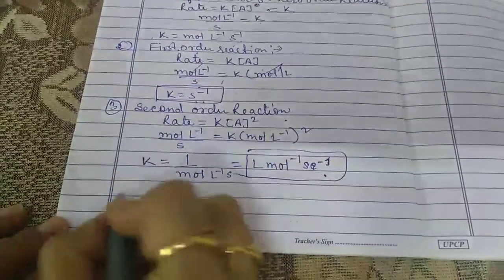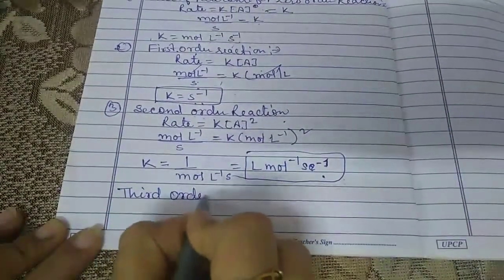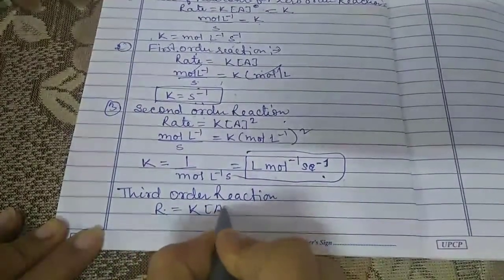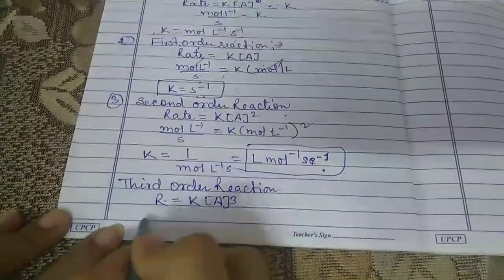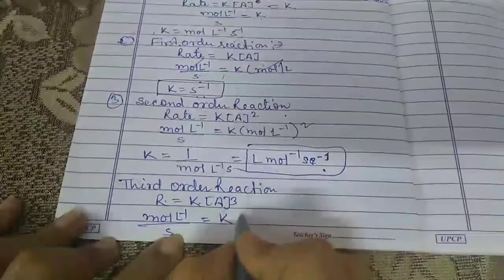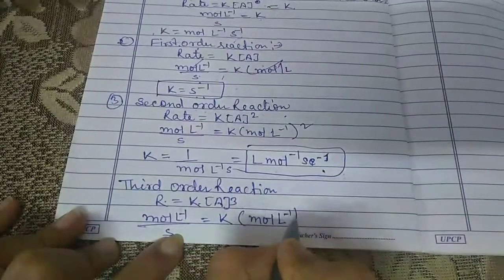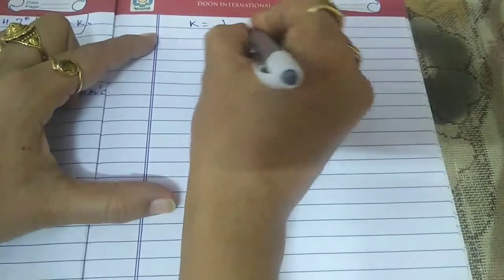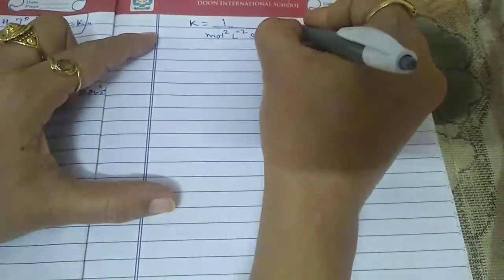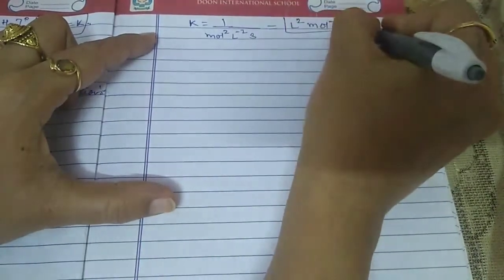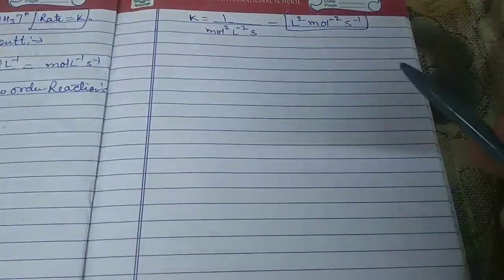Now the last one is for the third order reaction. We know that for third order reaction rate is equal to K[A] to the power 3. So we know very well that mole per liter per second is equal to this K, mole per liter whole cube. So at last we get K is equal to 1 upon mole square L minus 2 S, which is equal to L square per mole square per second. So this is the unit of rate constant for the third order reaction.